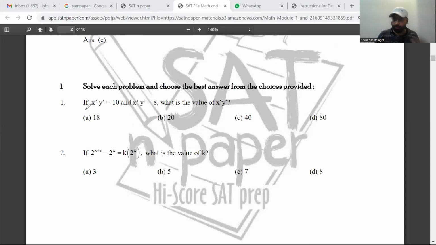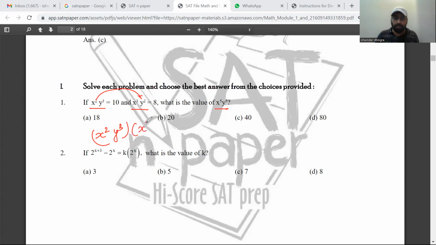Let's suppose we have an example over here. x squared y cube is equal to 10. x cube y squared is equal to 8. We need to find the value of x raised to power 5 times y raised to power 5. So how can we do this question? In the SAT exam, you have to be very smart. It's not that you have to approach the question in a direct manner, so you have to apply smarter tricks. That's what we will be teaching you in our math classes.